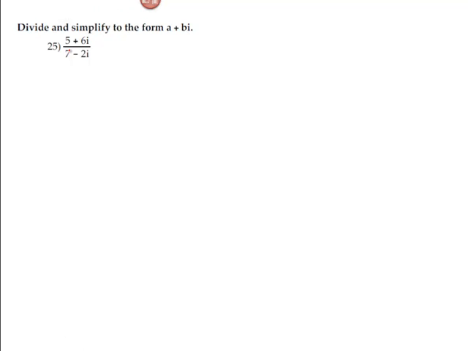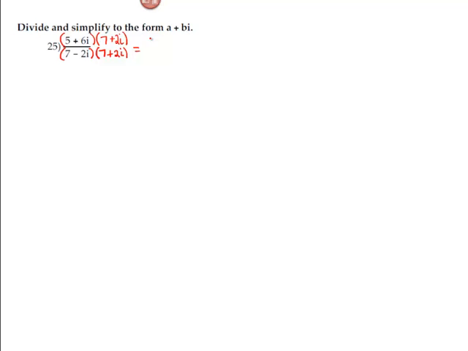Divide and simplify. So dividing for complex numbers seems kind of weird. What we do is we take what's on the bottom, 7 minus 2i. We change the sign that's in front of i, which means we multiply by 7 plus 2i. So this doesn't really seem like division because we're multiplying, but that's how we do it. All we're trying to do really is get the i off the bottom of the fraction.